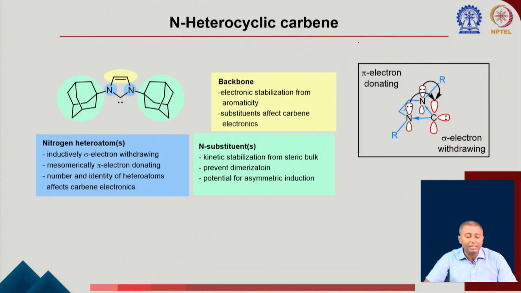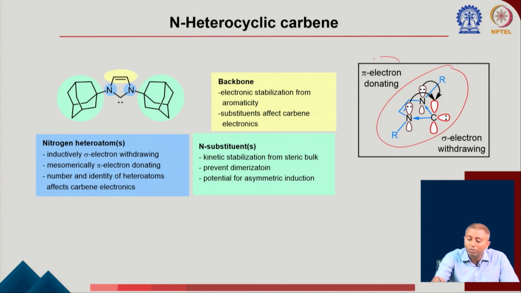So here I am going to make a summary of this N-heterocyclic carbene. They have these important things which I was trying to tell you from the first slide: a pi electron donating and a sigma electron withdrawing effect. These are the two important effects which make these N-heterocyclic carbenes stable.